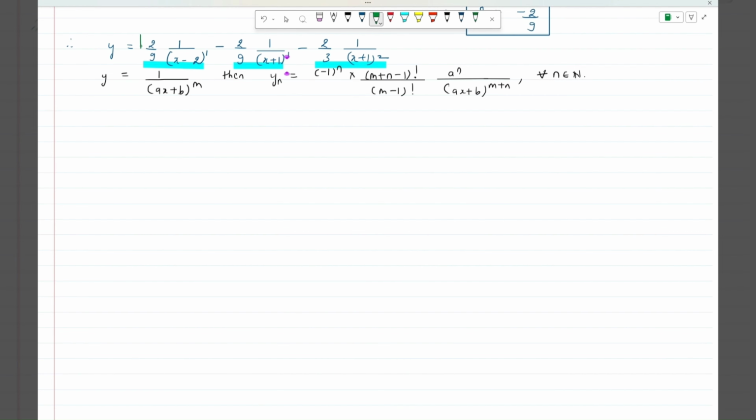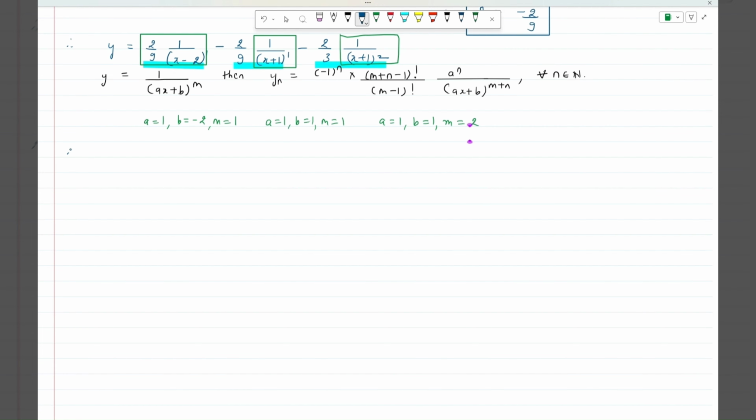In the first expression, which is this, we see that a is equal to 1 and b is equal to negative 2, while the value of m is 1. In the second one, we have again a equals 1, b equals 1 and m is also equal to 1, while in the third one we have got a equals 1, b equals 1, while m is equal to 2. So let's apply the formula now.